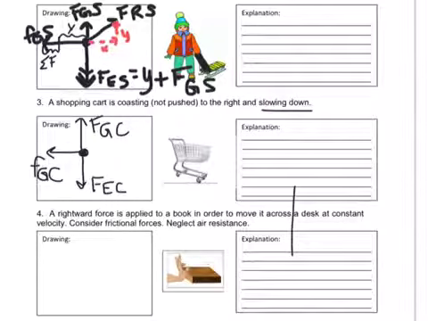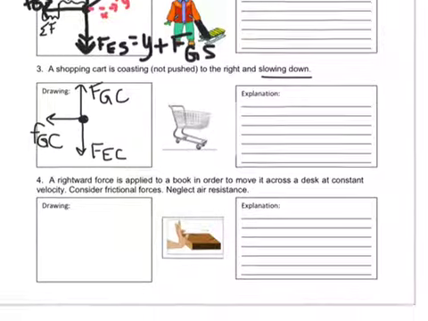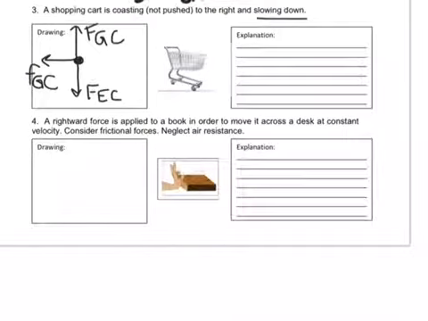Number four, a rightward force is applied to a book in order to move it across a desk at a constant velocity. Consider friction, neglect air resistance. So I see this word constant velocity, and I automatically think balanced forces. So I have my object, always our one non-contact force, which is Earth's pull on the book. It is on a desk, so the desk is pushing up with the exact amount of force as Earth's pulling down.